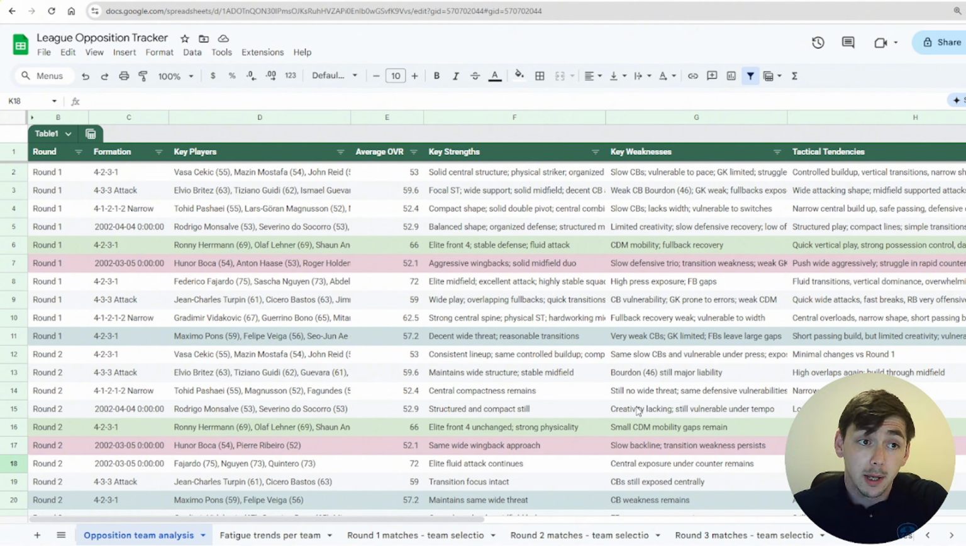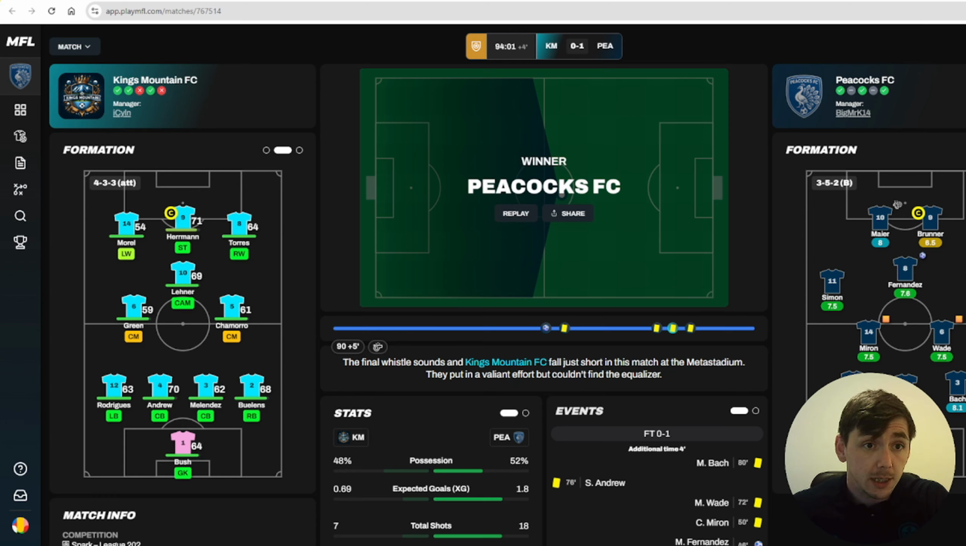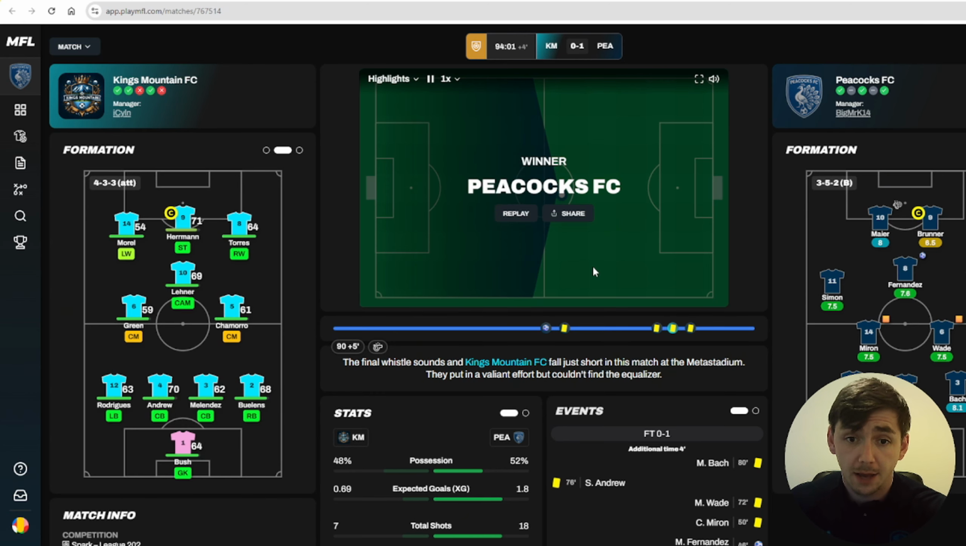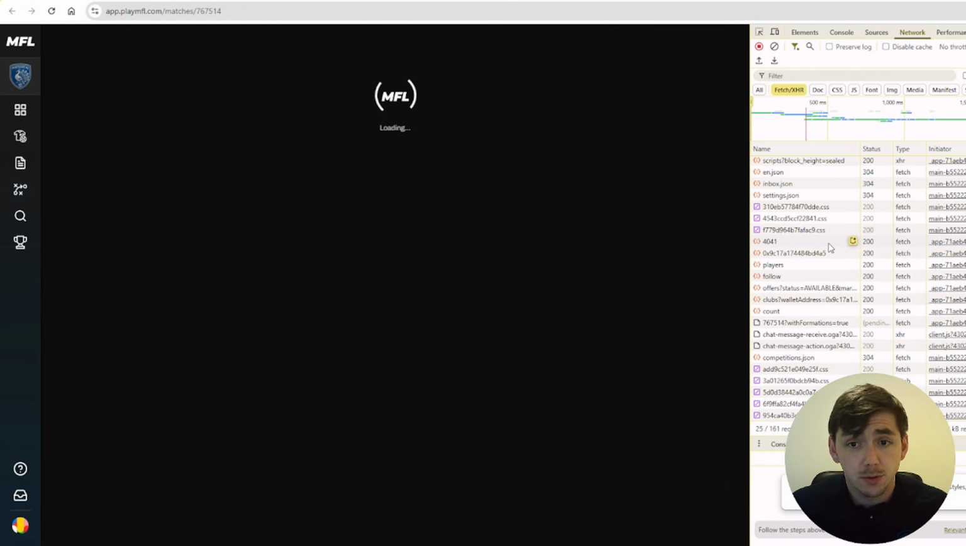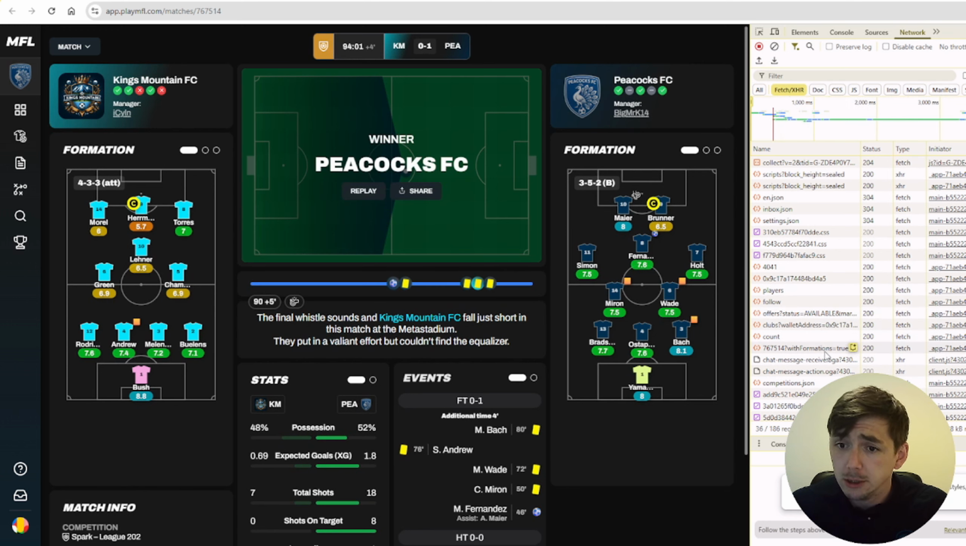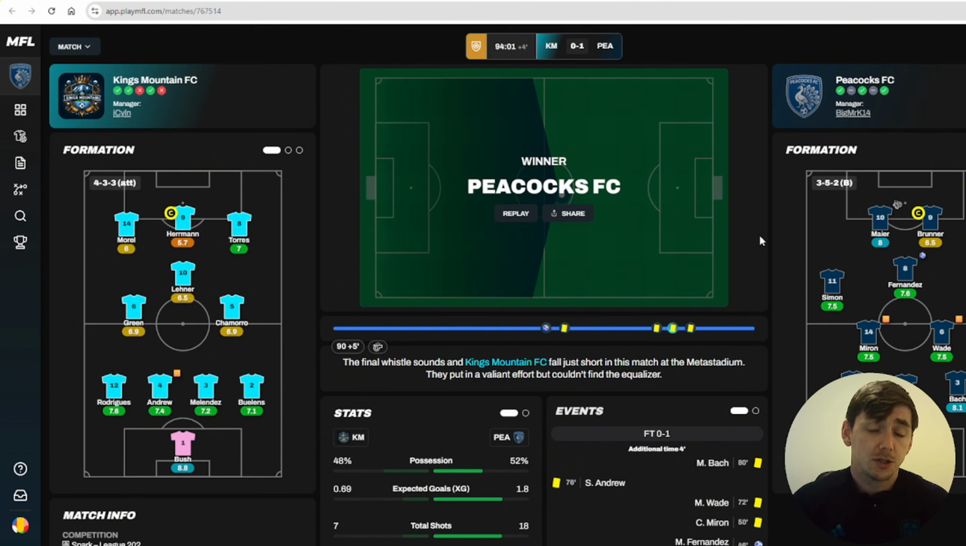So here we are, we're on my league opposition tracker document. In my last video, I showed you how to gather this data. It was going on to a particular game, match report, F12, pulls up the dev tools, find the line that says with formation, right click, copy response, put it in a text or a Word doc, upload that then to AI and ask it to run some analysis.